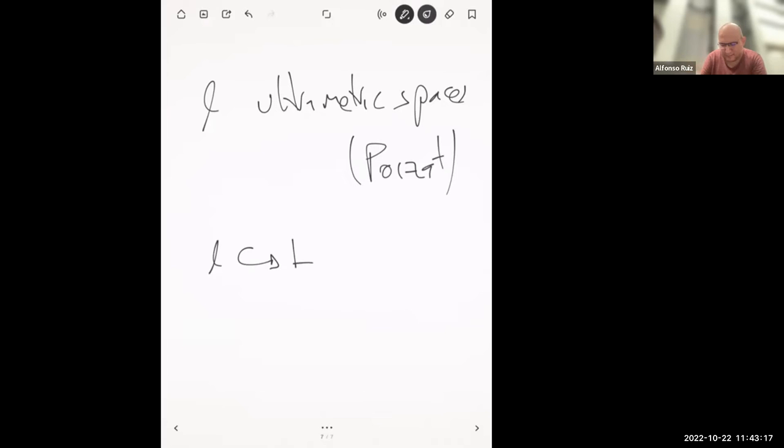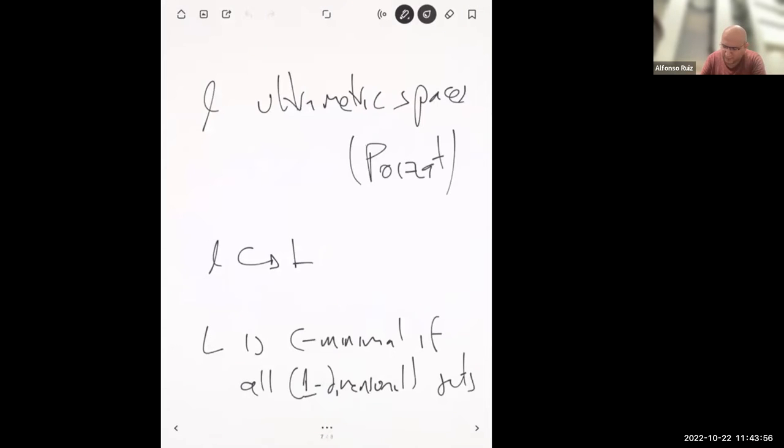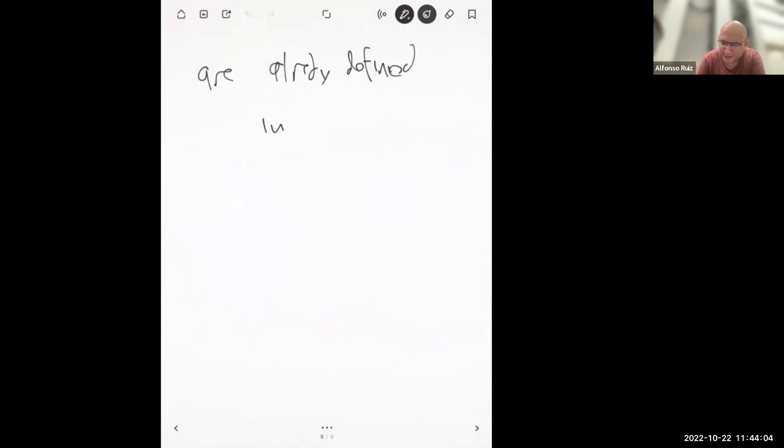my large L will be C-minimal. So L is C-minimal if all, I will say one-dimensional, remember, when I say one-dimensional, what I mean is all definable sets with a single free variable, if all one-dimensional sets, when I say definable, of course, I mean in the large language, are already defined inside the small set. Okay?